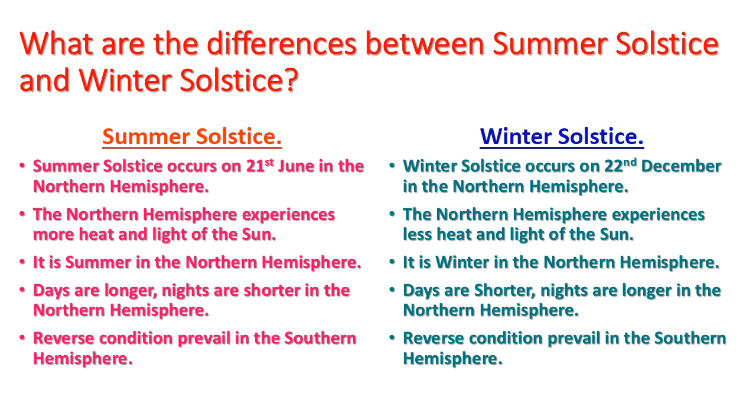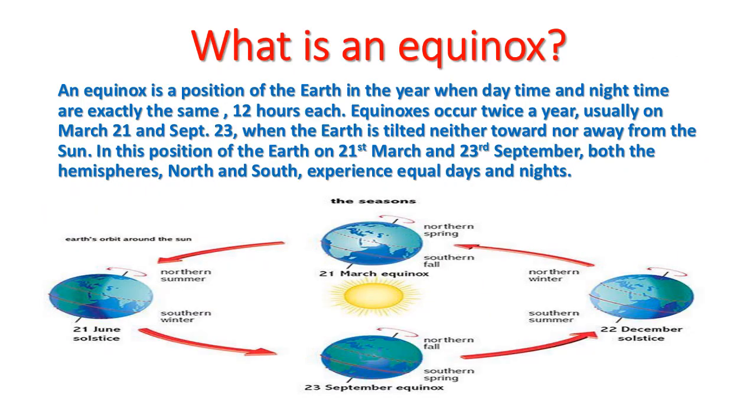I think you have understood the differences between summer solstice and winter solstice. So let us go to the next. What is an equinox? An equinox is a position of the earth in the year when day time and night time are exactly the same. That is 12 hours each.